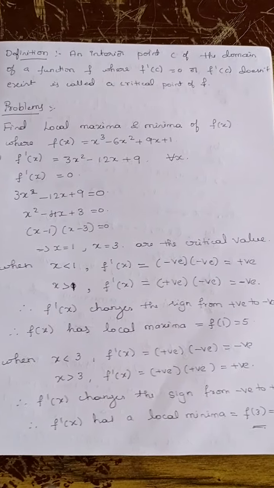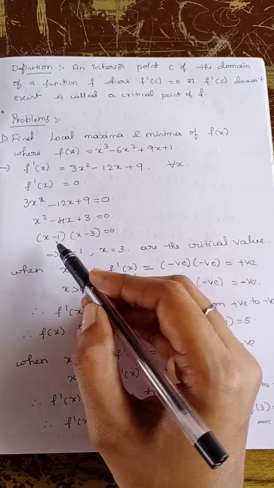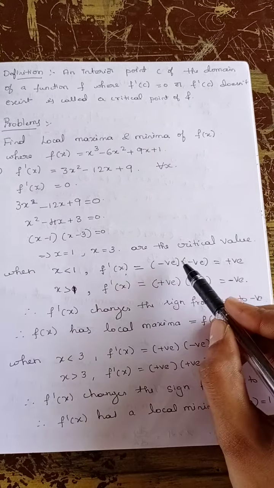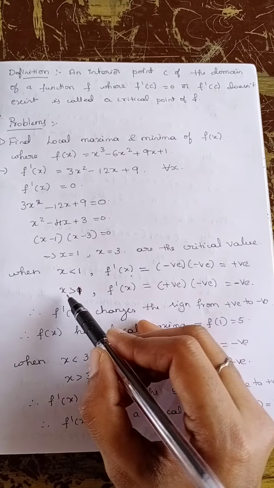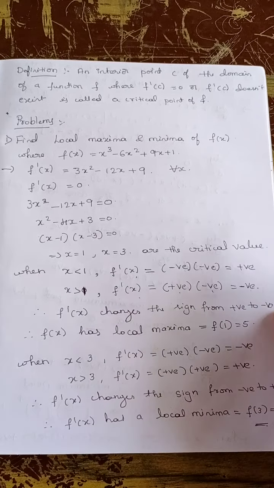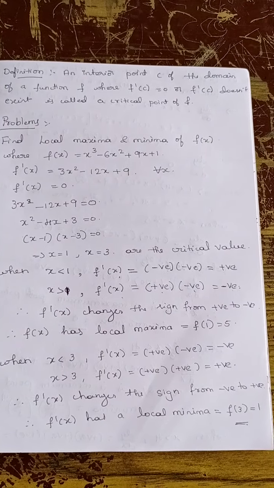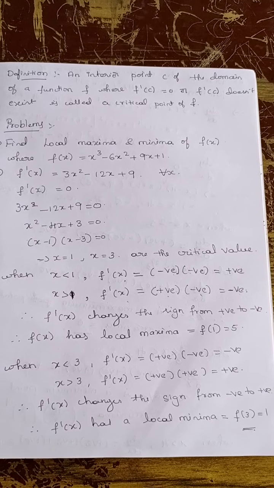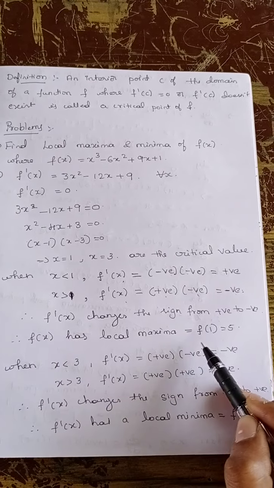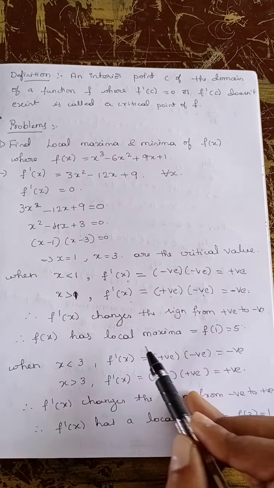For these 2 points, when x is less than 1, f dash of x is negative into negative, which is positive. When x is greater than 1, f dash of x is positive into negative, which is negative. It changes the sign from positive to negative, which means it has a local maxima. So f of x has a local maxima at 1. So f of 1 is equal to 5; 5 is the local maxima.